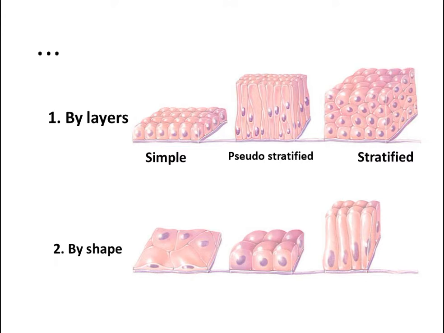The second classification is by shape. As you can see, the first one looks flat, meaning it is squamous. The other one is cuboidal, meaning it is cube-shaped, equal in height and width. And the last one is the columnar, which means it is taller than wide, or rectangular in shape. Now let's look at these in detail.